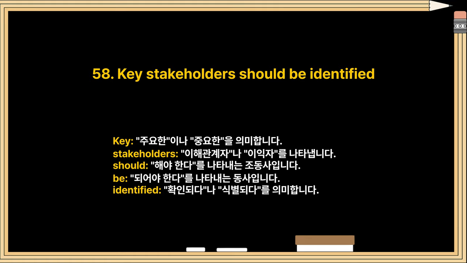Key stakeholders should be identified. Key stakeholders should be identified.